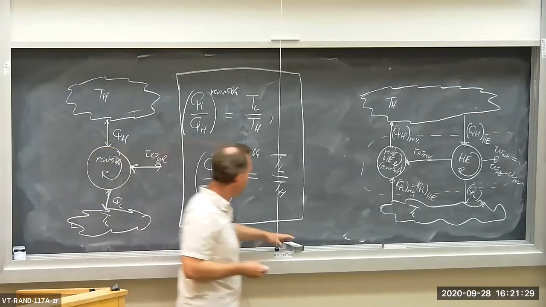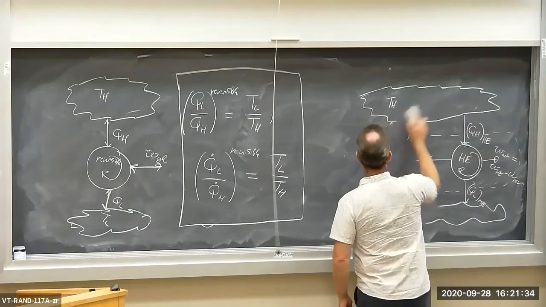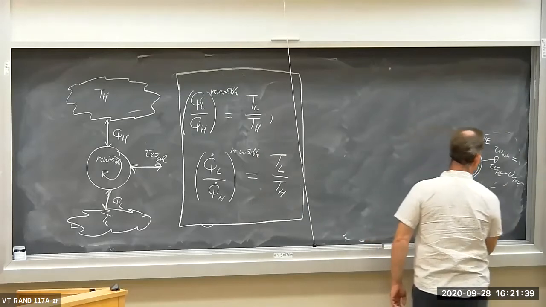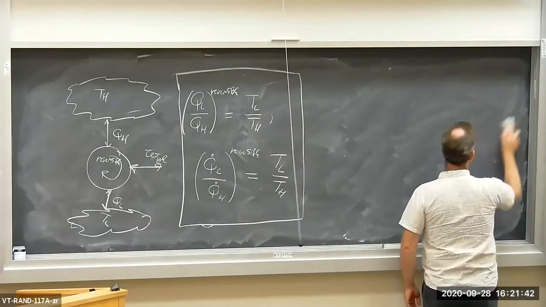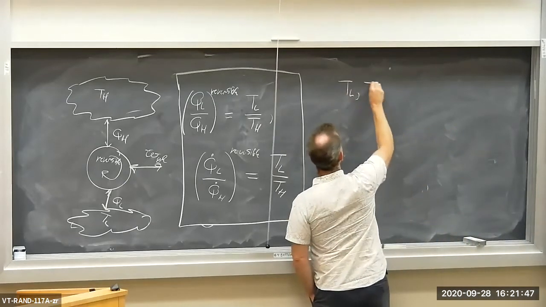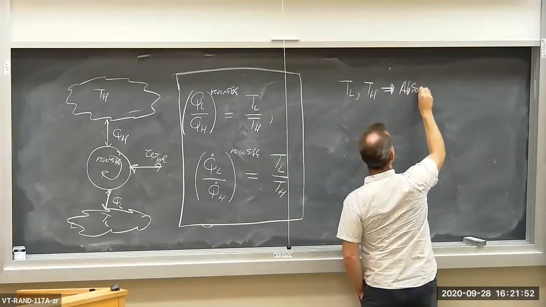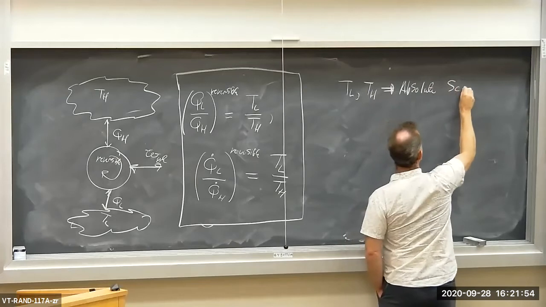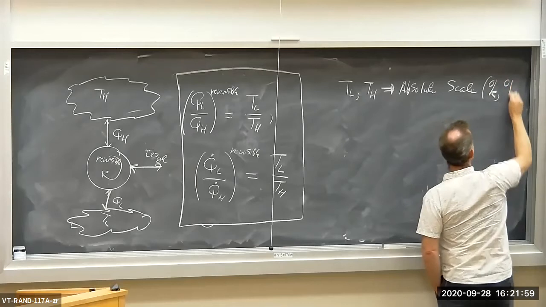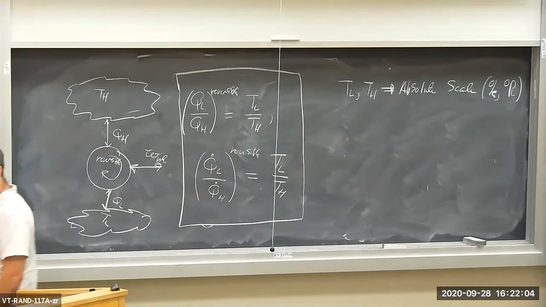One other little thing is these temperatures are absolute temperatures. They are not in centigrade or Fahrenheit. They have to be in Kelvin or Rankine or some other absolute temperature scale. So TL and TH need to be on an absolute scale, in other words, in degrees Kelvin or degrees Rankine. Let's do an example.